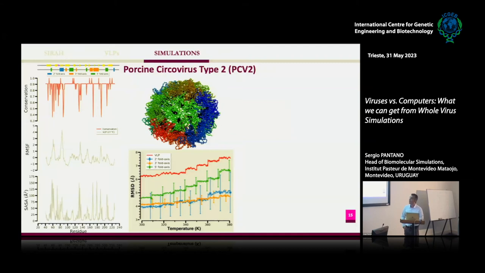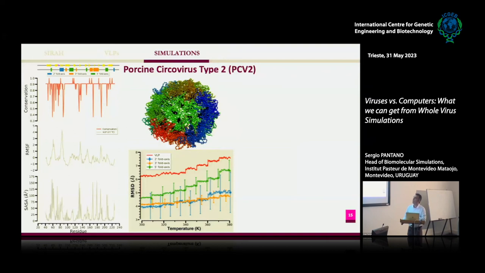And what you see here in red is the result of a sequence alignment in which we calculated the conservation. So the upper peaks are amino acids which are completely conserved, and the lower peaks are regions with very low conservation. What you see in the second panel is the root mean square fluctuations.